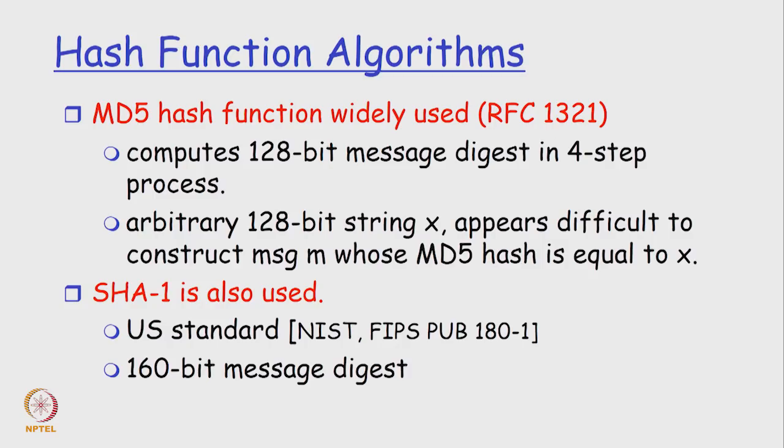Similarly, SHA1 is also used. This is a US standard, NIST, FIPS PUB, all these things use SHA1, and this is a 160-bit message digest, while MD5 is a 128-bit message digest.